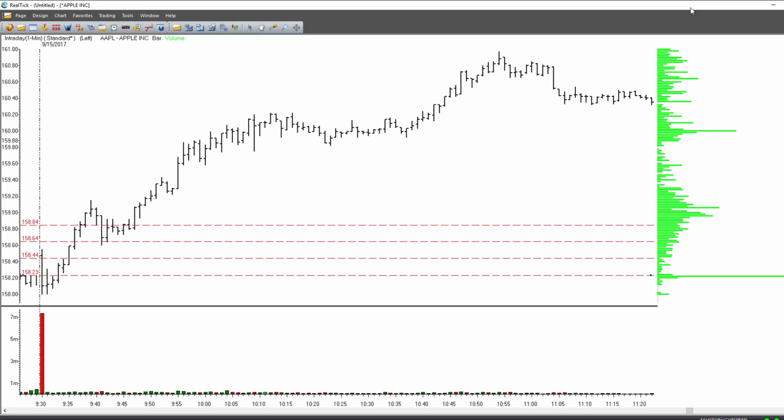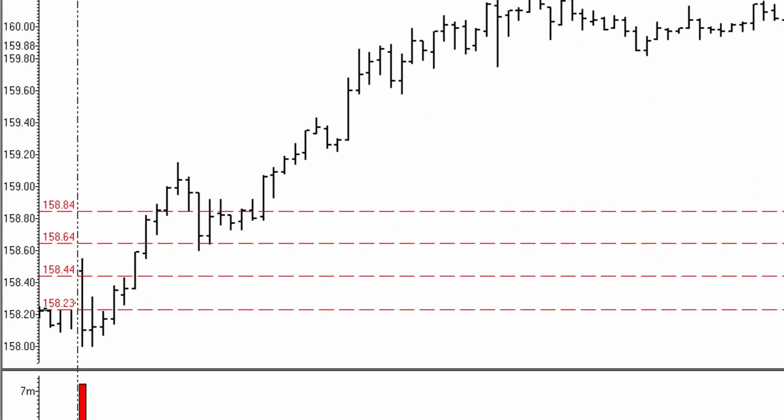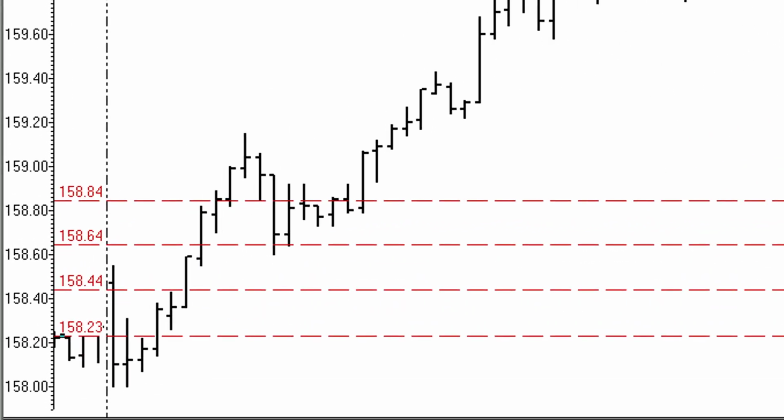We're looking here at a chart of Apple on Friday, 9/15/2017. The first trade, the opening trade that we talked about in the first hour trading pit, occurred per the trading plan. That was 158.44, and then we were looking for a 158.23 target. That 44 entry was based on pre-market trading, which told us it was going to open above 158.44.